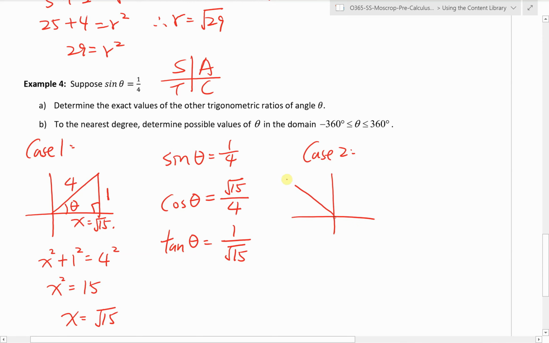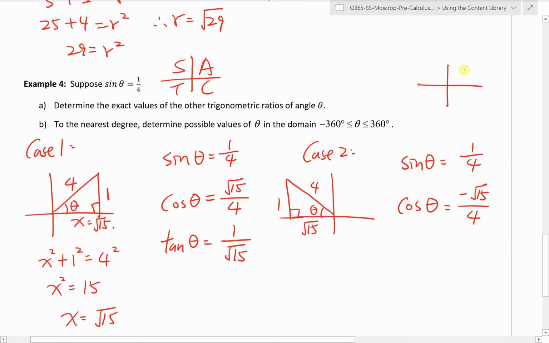Because sine is also positive in quadrant 2, we really have the same triangle, right? So 1, 4, and this would be root 15, which is calculated. So the ratios will be the same, except the signs could be different. We know that sine theta has to be a quarter, it does not change, because that's what it tells us. However, for cosine, it is no longer positive root 15 over 4. It's now negative root 15 over 4.